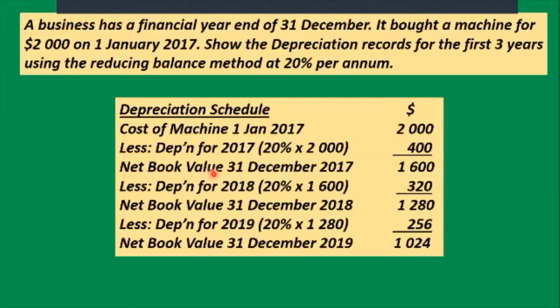Notice it is not the market value. The market value, you can get a different price maybe for your machine than this, but it is the value in your book.